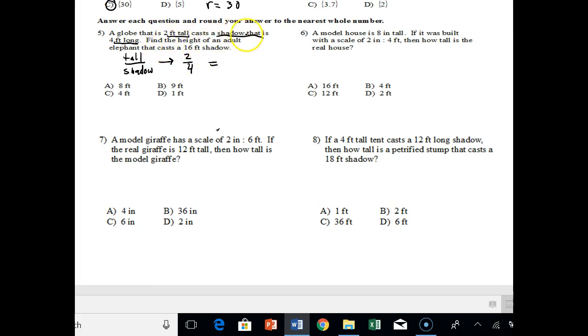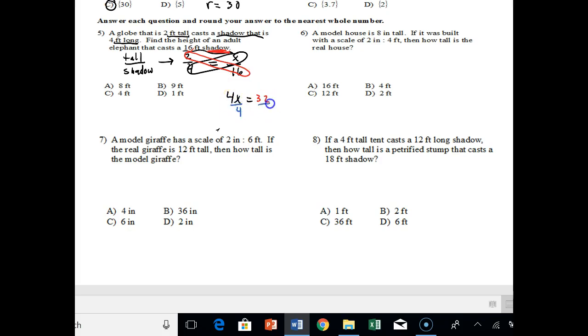Now it says find the height of an adult elephant that casts a 16-foot shadow. So again, that keyword shadow will tell you, hey, where did we put shadow? We put shadow in our denominator, so 16 should go in the denominator. And now what we're solving for is x, right there, a question mark. So what do we do here? We say 4 times x, which is 4x, equals 2 times 16, which is 32. And now, second step is divide.